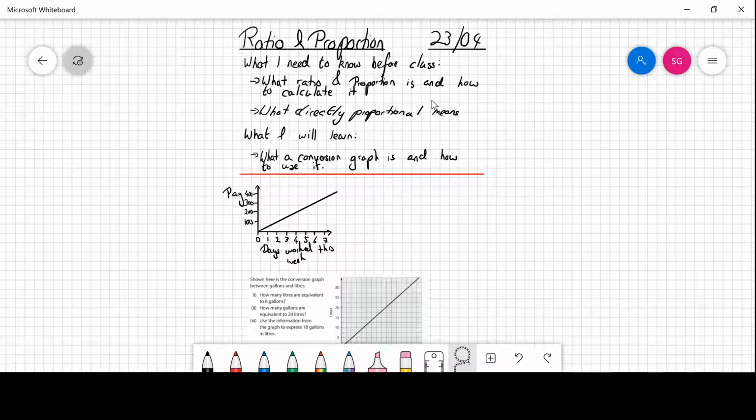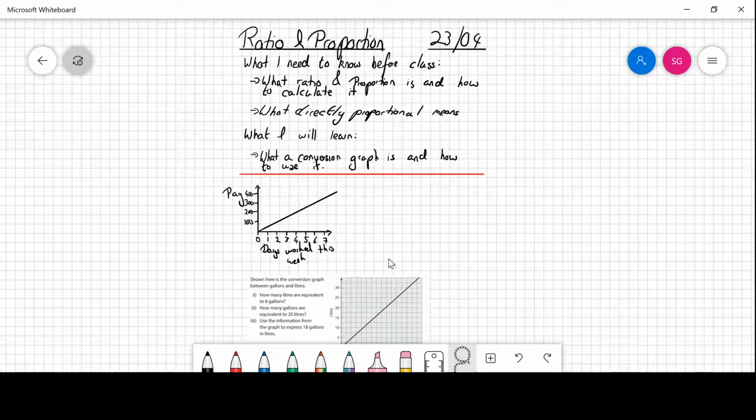So what will we need to know before class? Well, we'll need to know what a ratio and proportion is and how to calculate them, and what directly proportional means. And what you will learn today is what a conversion graph is and how to use it. So what we're going to be doing is taking our knowledge of ratios and slotting that into creating graphs of this information.